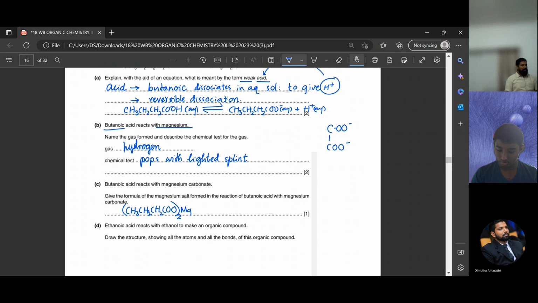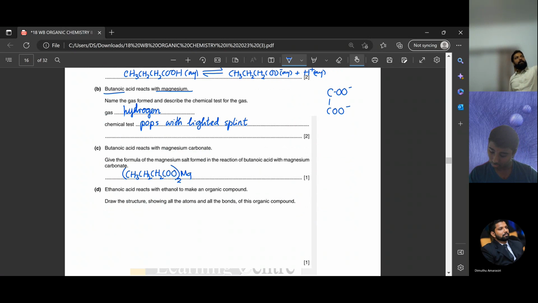Right. Ethanedioic acid is like valency 2. This is a special case. Since it has two carboxylic acid groups, the valency becomes 2. They can ask these questions in exams.